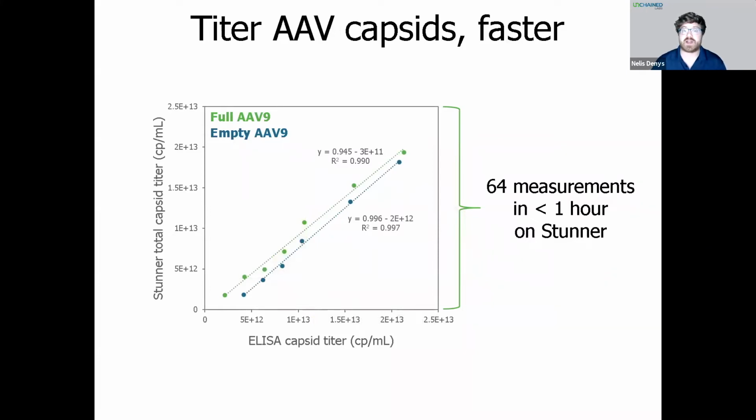For getting capsid titers, Stunner is way faster and requires less upfront work than ELISAs. Here we've taken full or empty AAV9 and run a dilution series where we've compared Stunner's total capsid titer metric against the results for a capsid ELISA. The results have slopes close to 1 and R-squared values above 0.99. And importantly, it would take hours to get this ELISA data, while Stunner's done it in less than an hour with no sample prep.